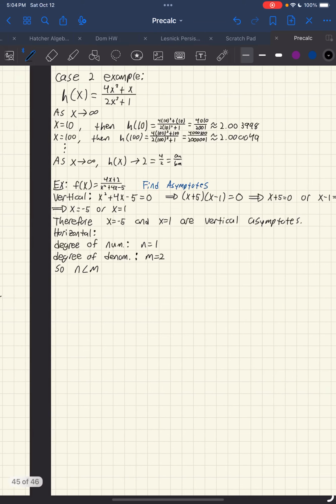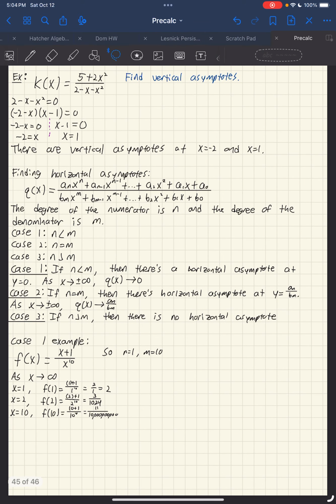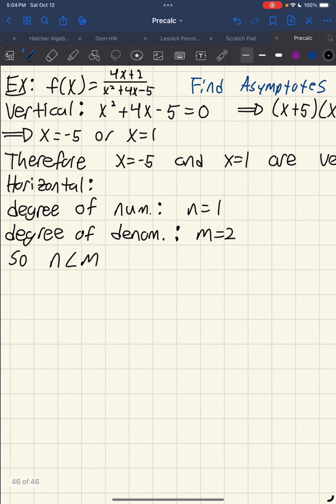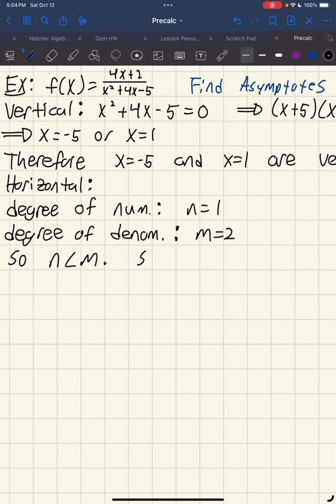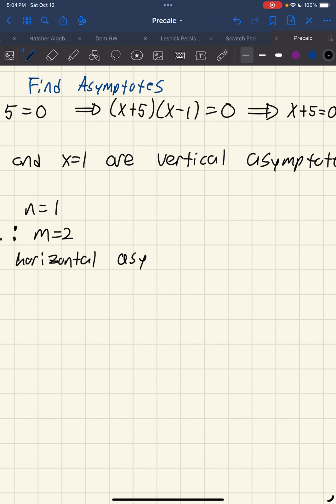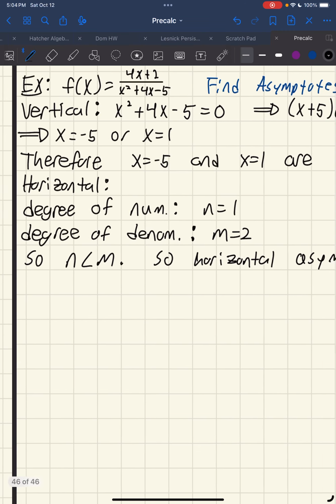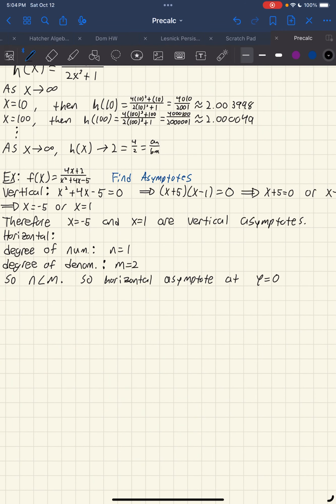So because of that, we're going to use this rule. If n is less than m, guess where the horizontal asymptote is? It's done. It's at y equals 0. So horizontal asymptote at y equals 0. Nice quick example.